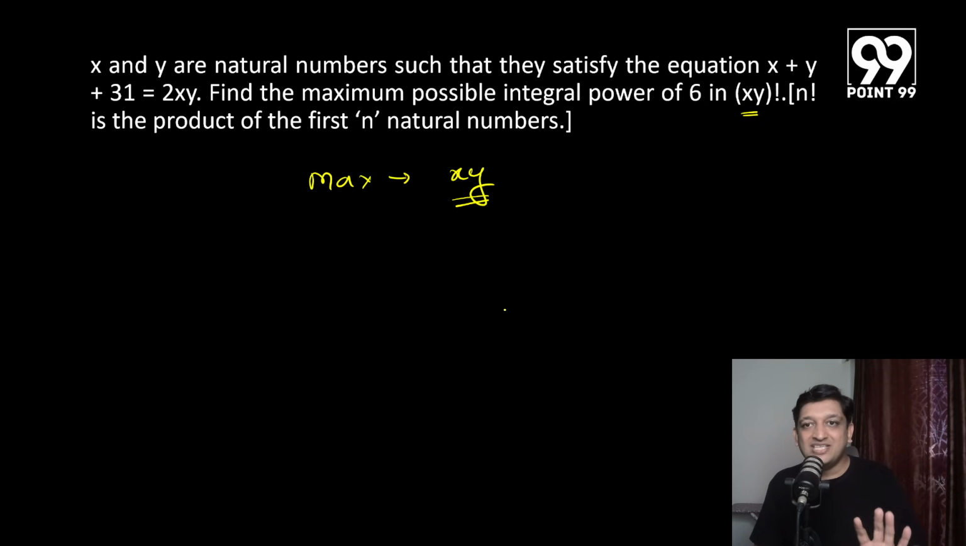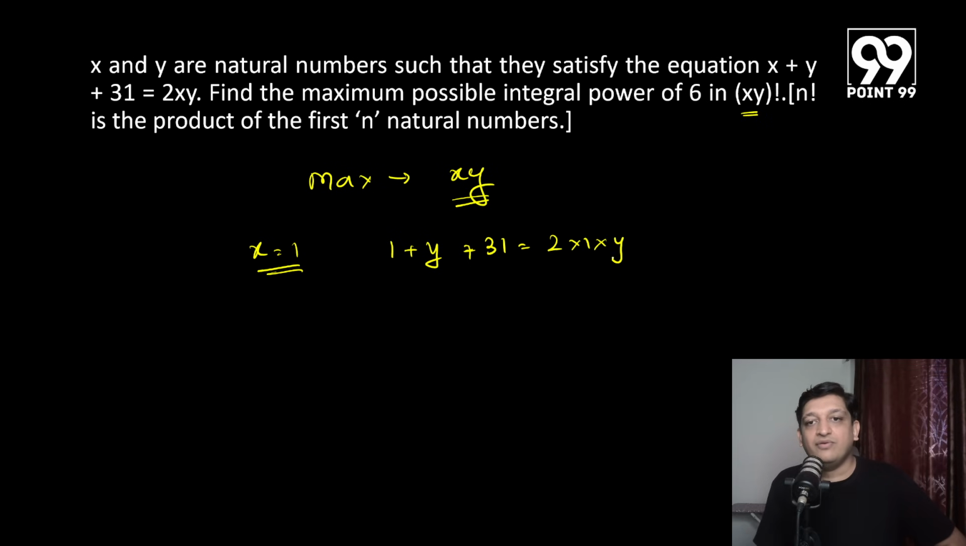So there is a traditional way of doing it, but just put x equal to 1 and see what happens. If you put x equal to 1, you are going to get 1 plus y plus 31 equals 2 into 1 into y. Or in other words, you are going to get y equals 32 because 2y minus y will be y, 31 plus 1 is 32. So y equals 32, x equals 1 is what you are going to get. Now in this context, if y is equal to 32, so x into y will be 32. So 32 factorial, what is the largest power of 6 in 32 factorial?